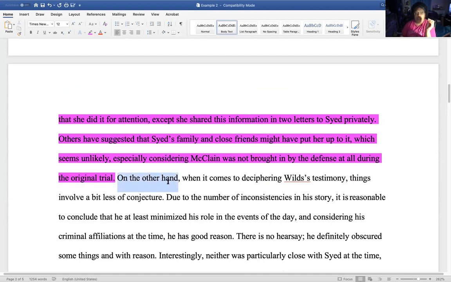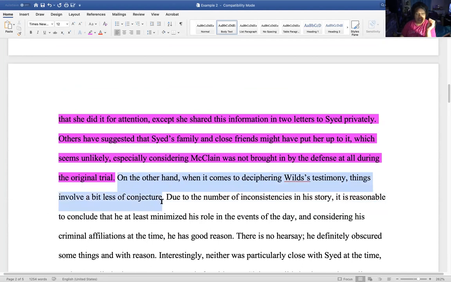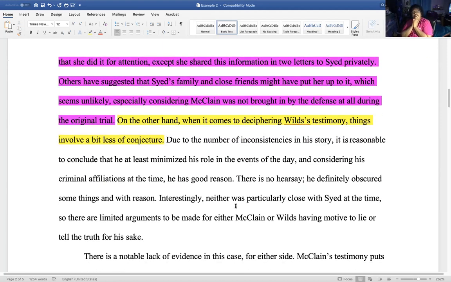So then we have here, "On the other hand, when it comes to deciphering Wallace's testimony, things involve a bit less conjecture." I can't read today, apparently. Okay, so here is your transitional sentence with a transitional phrase. Why is this a transitional sentence or a transitional phrase? Because you have the contrasting phrase here. I talked about Asia, and then, but on the other hand, or in contrast, or something else, right? Or similarly, if we're comparing.